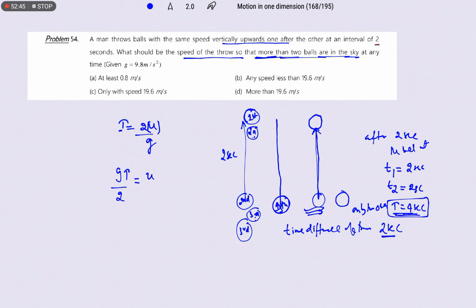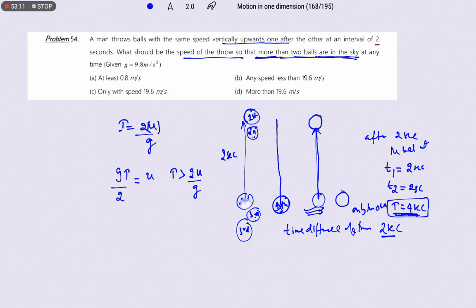That means the time of flight should compulsorily be greater than 4 seconds, that is, 2u by g should be greater than 4. If this condition is satisfied, then only the person can make more than two balls be in the sky. Otherwise, he won't achieve the condition. Try to understand the scenario carefully. The first ball is thrown.